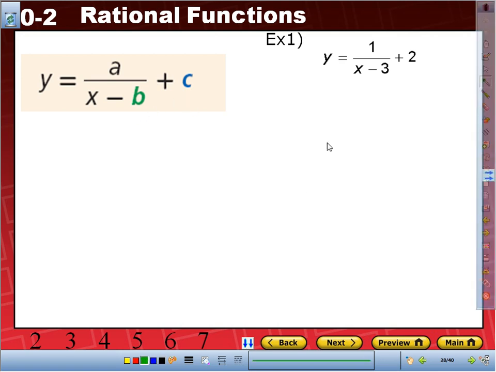So check this out. So my vertical asymptote here would be 3. My horizontal asymptote will be 2. Why? Because check this out. Why didn't I say minus 3? Because the minus is part of the form, isn't it? Yeah. And they're only highlighting the value of B. Copy that, please.